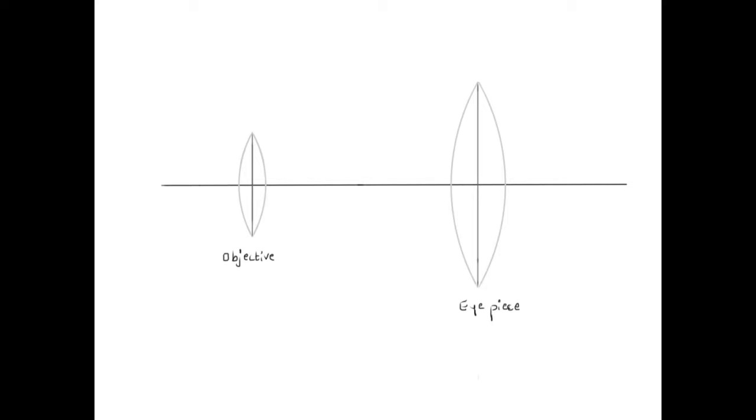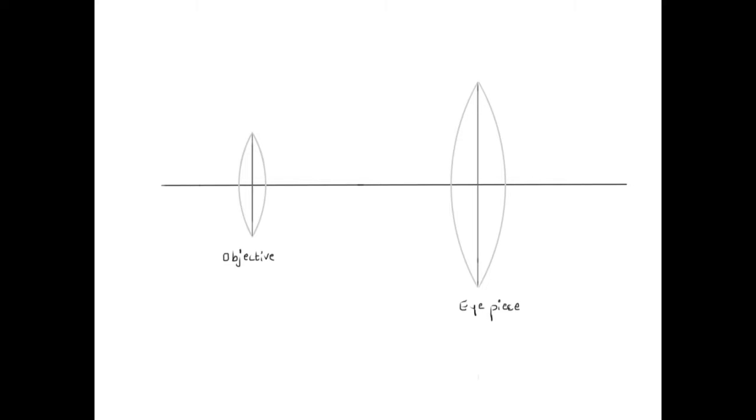So now let's look at the setup as to how exactly a compound microscope works. Okay, so you have two lenses. One is an objective lens, one is an eyepiece. Both objective and eyepiece are placed on the same principal axis. This is the first thing. And the second point is the objective lens is smaller compared to that of the eyepiece. So when we say smaller, we basically look at the focal length.